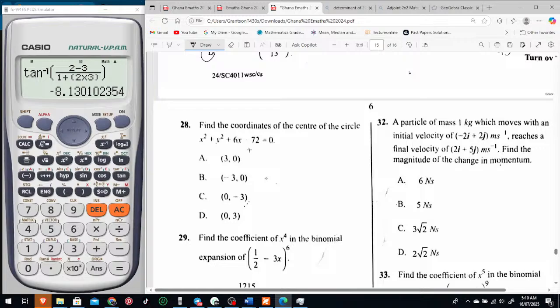Answer: 2J is equal to 6 over 2, so J is 3. And 2F equals 0, so F equals 0. So 3, 0.